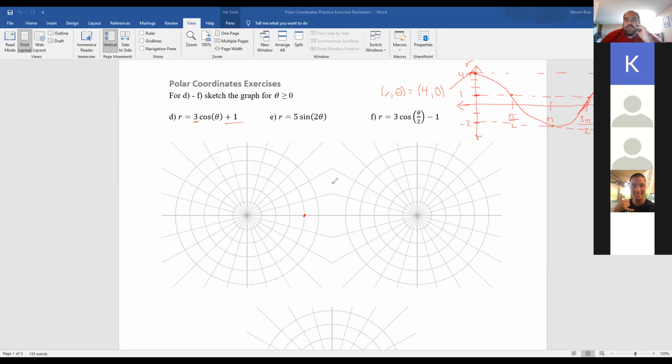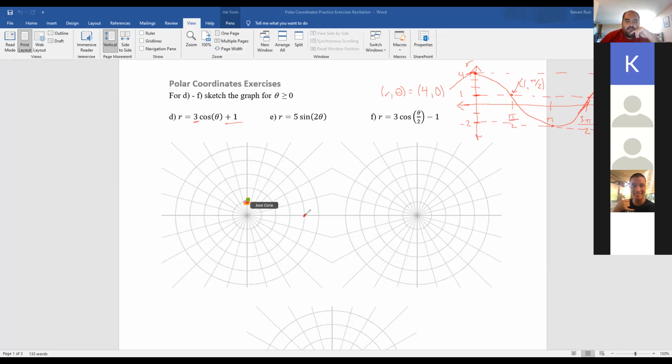All right, so let's try pi over 2. So this point right here is 1, pi over 2. Go ahead and everyone show me where that's going to be. All right. I agree.